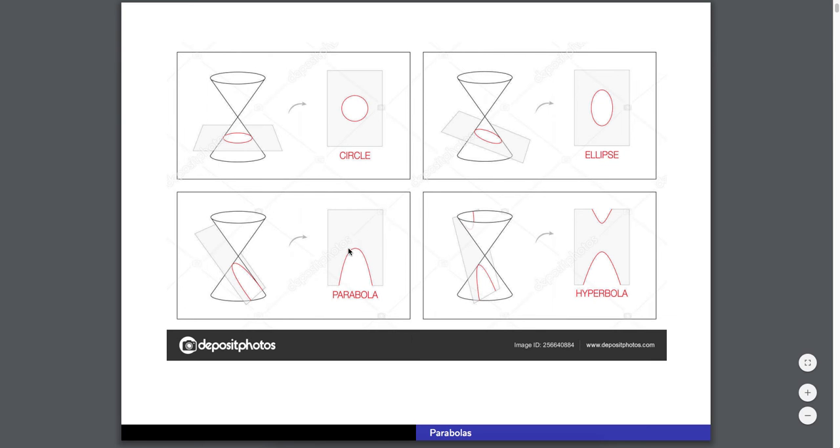Now, we've talked about parabolas in the past when we discussed quadratic expressions, but here we're going to look at each of these other three types of conic sections as well in the next few videos. So we're going to start with parabola and then work our way clockwise from there.